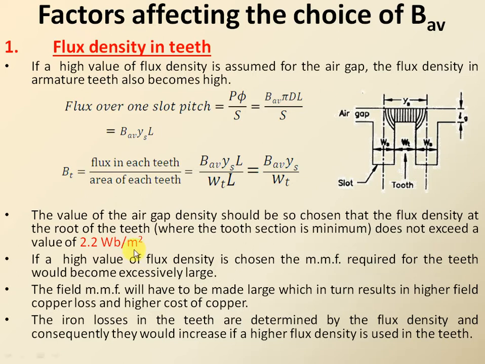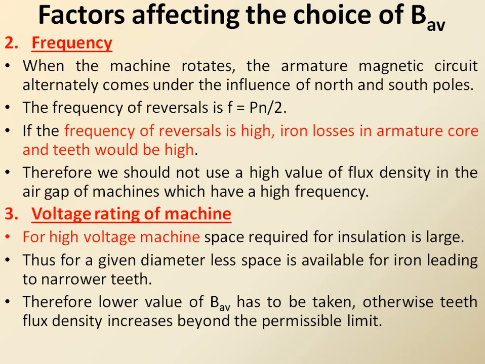So as to reduce these undesirable effects, a restraining parameter is set here. That is, if you are increasing the value of B average, you will be able to increase it to a particular value so that the value of BT at the minimum section of teeth will not exceed 2.2 Weber per meter square. Next parameter is frequency.